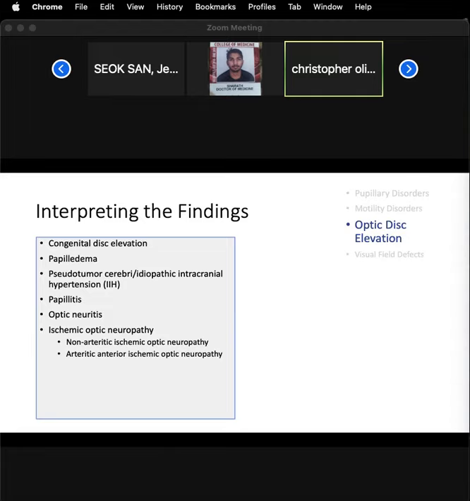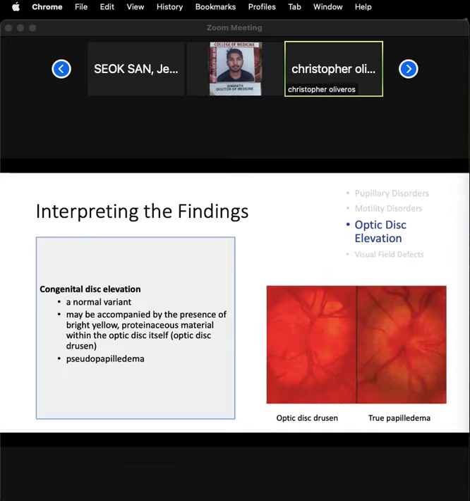Okay, now we go to that disc elevation. We also have come across this kanina, yung optic nerve elevated, swollen. So these are the following conditions that may present with optic disc elevation. One is congenital disc elevation. This is a normal variant. It means benign lang siya.